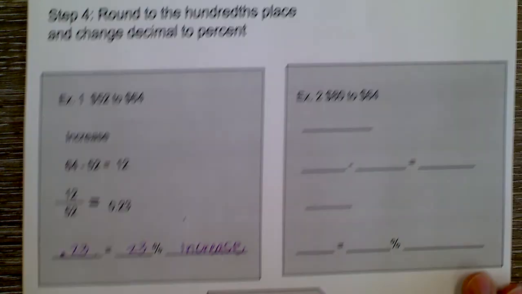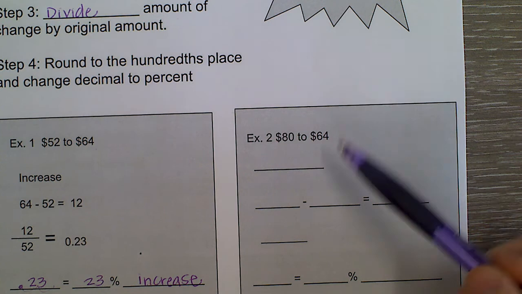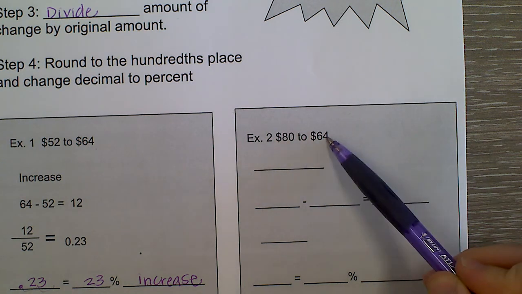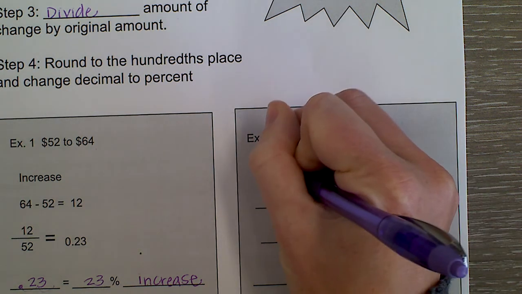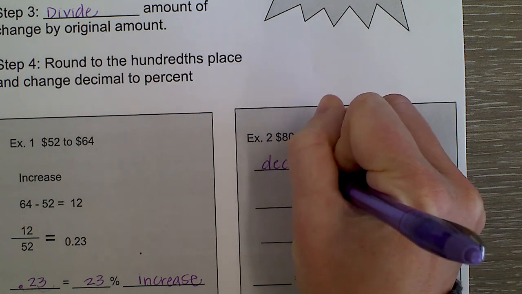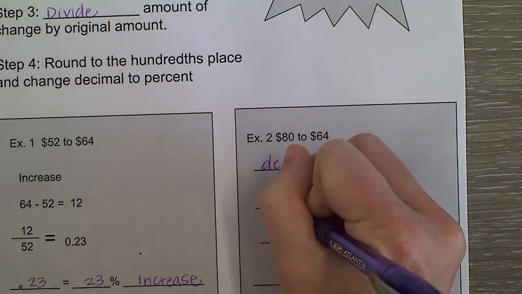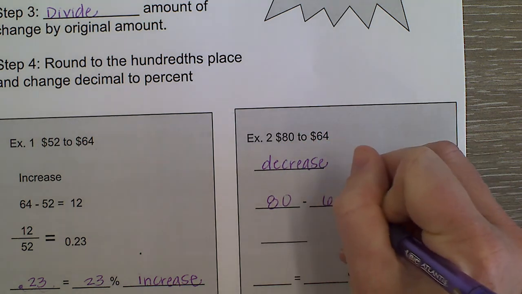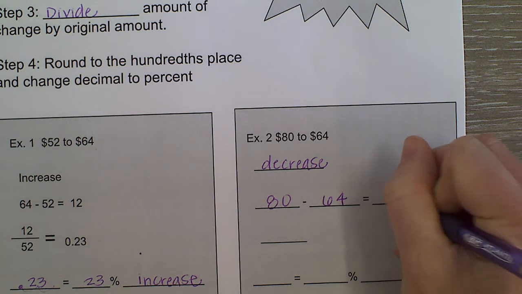Let's do another example. This time, there's a few more spaces for you to fill in. Pause the video if you need to. You have $80 to $64. The first thing you're going to do is determine if it is an increase or a decrease. Well, if you had 80 and now you have 64, it's a decrease. The next thing you're going to do is determine the amount of change. Keep in mind, change always means subtraction, and you're going to subtract your bigger number minus the smaller number. So 80 minus 64. A little bit of quick math, 80 minus 64 is 16.